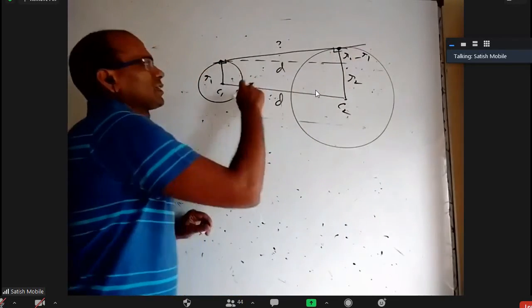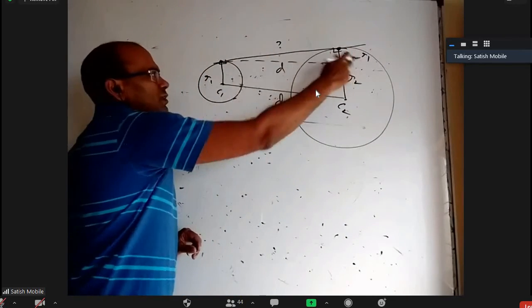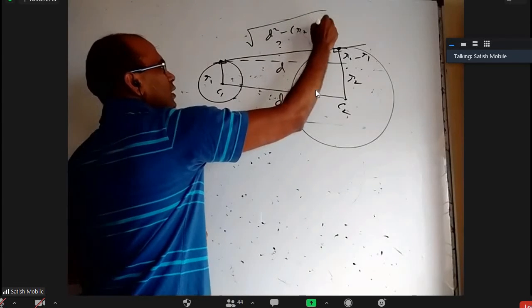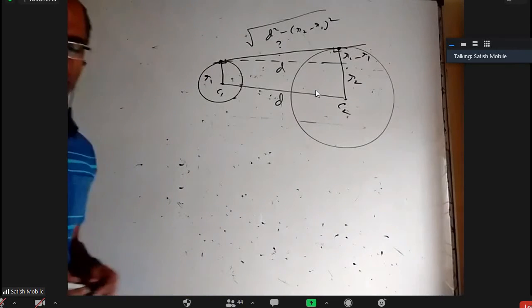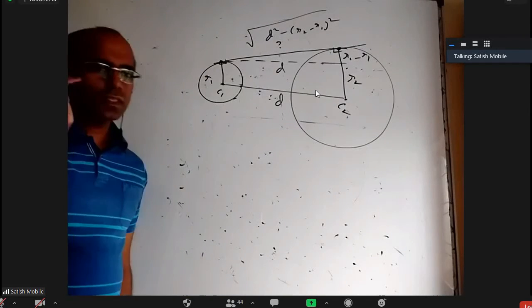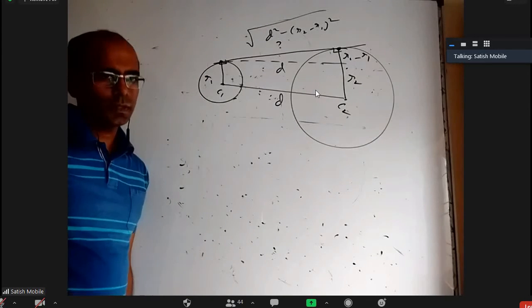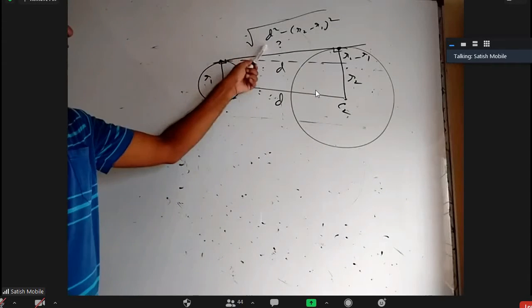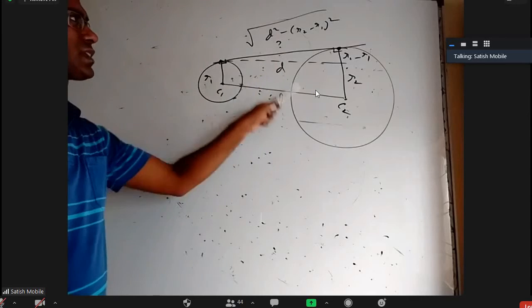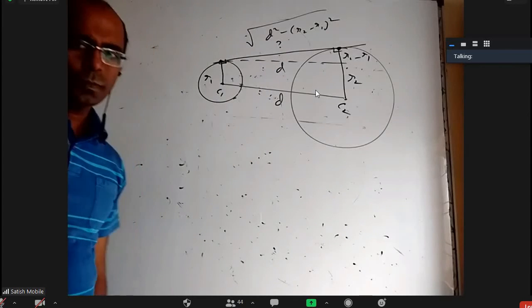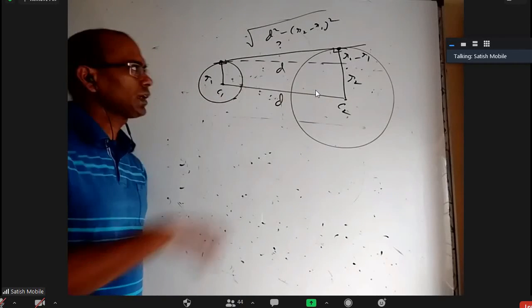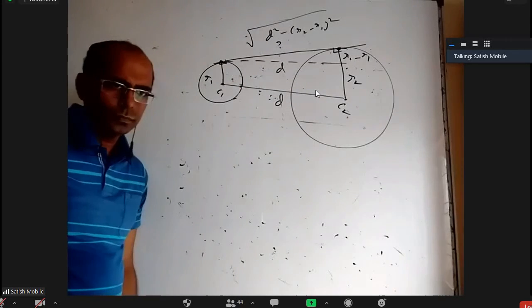This is a right angle triangle. If you want this length, it is the square root of hypotenuse square minus this square. So what we want is the square root of d square minus R2 minus R1 whole square. This is the formula for the length of the direct common tangent, between this point of contact and this point of contact: root over d square, the distance between the centers squared, minus the difference of the radii whole square. This is a very simple thing, right? Simple right angle triangle, and this is a parallelogram. Is it all right?